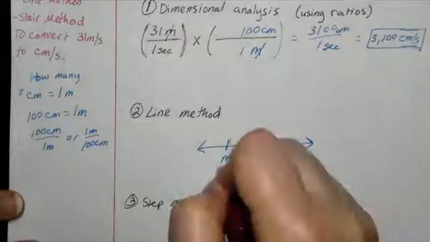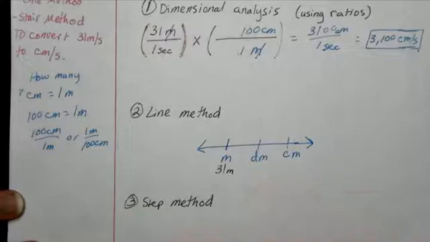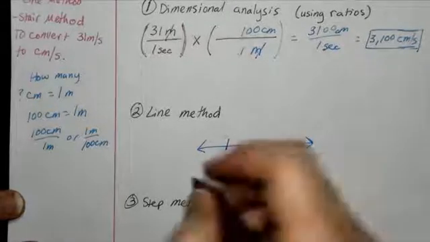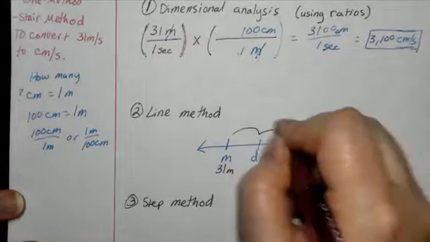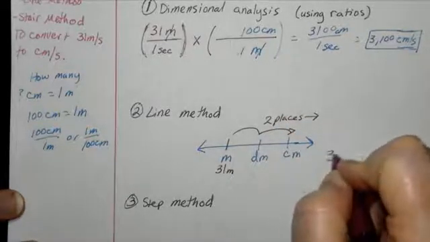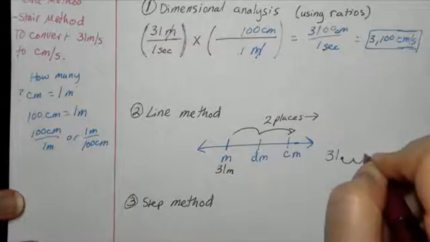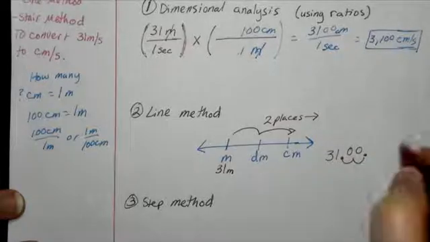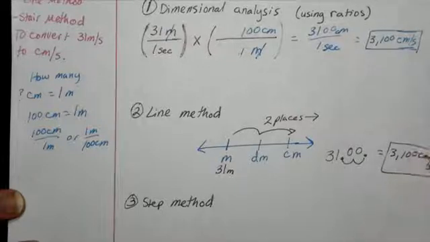I'm going to start at 31 meters. I'm only paying attention to the meters right now because the per second doesn't change. So I only need to change my meters. So 31 meters is my start. And I'm going to go 2 decimals this way, 2 places that direction. So I'm going to have 31 with a point at the end. And I'm going to move 1, 2 spaces, just like that. And I'm done with the line method.